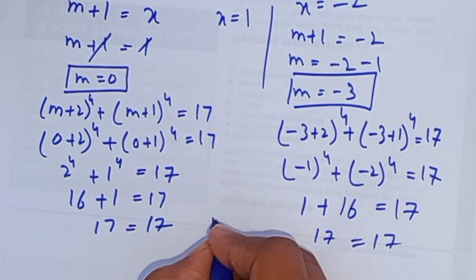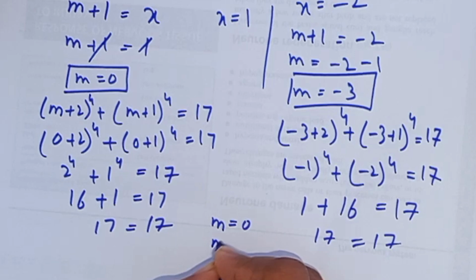And in our question, m is 0 and m is equal to minus 3.